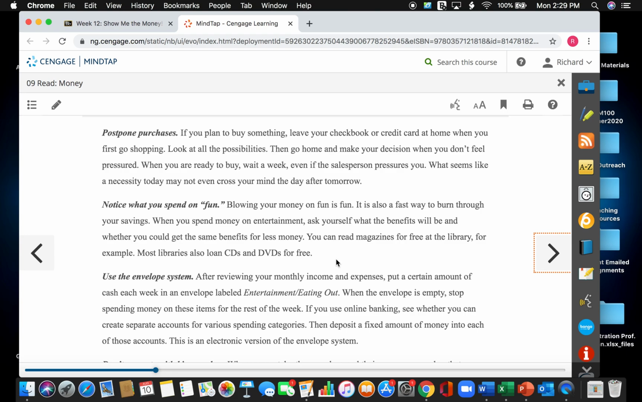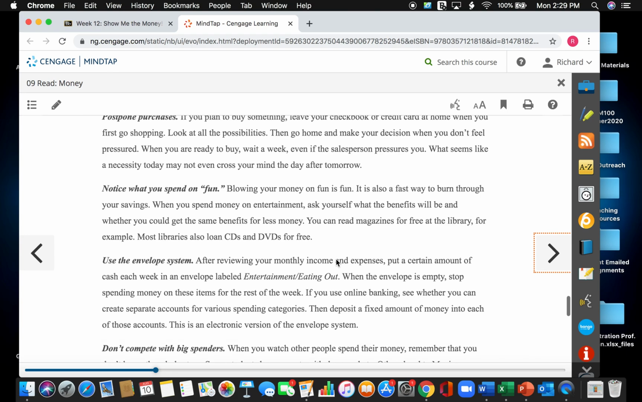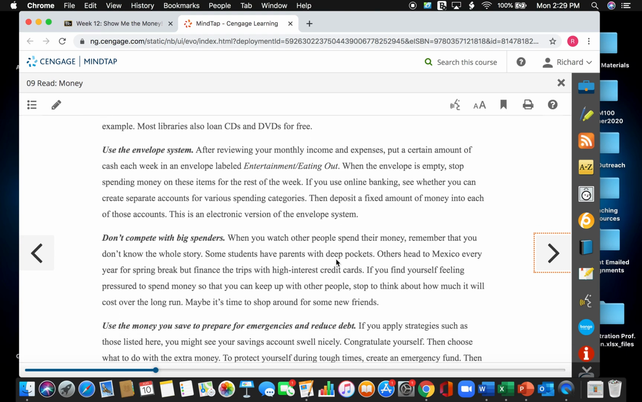Postpone purchases. Notice what you spend on fun. Use the envelope system. After reviewing your monthly income and expenses, put a certain amount of cash each week in an envelope labeled entertainment, eating out. When the envelope is empty, stop spending money on these items for the rest of the week.